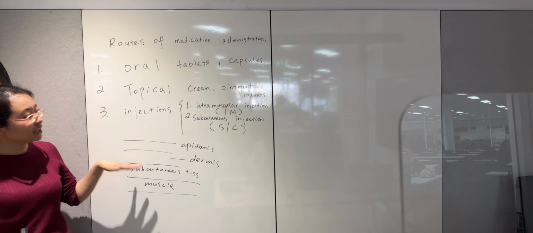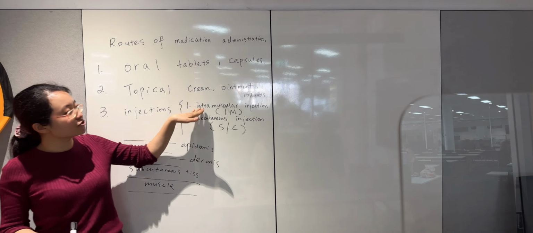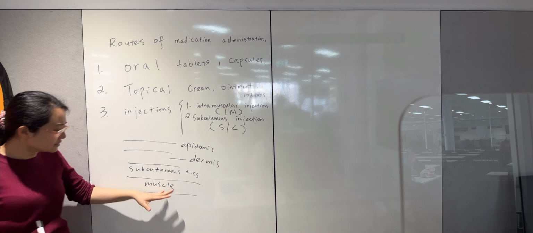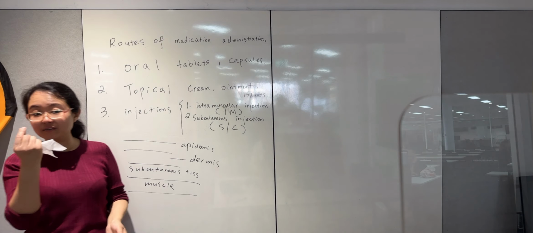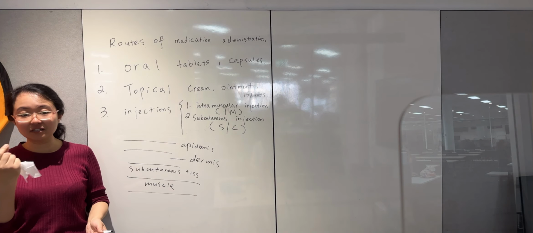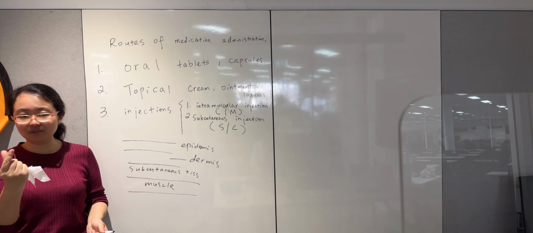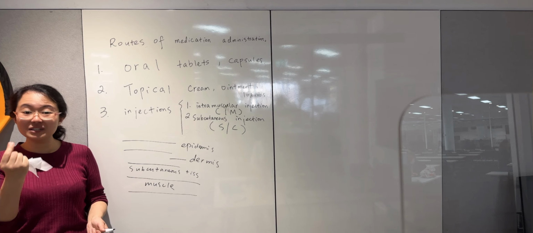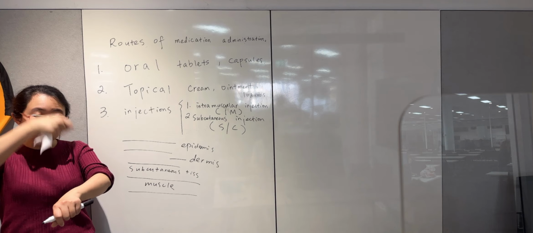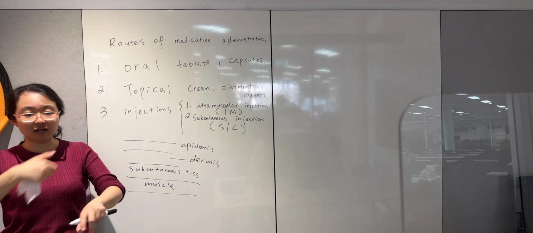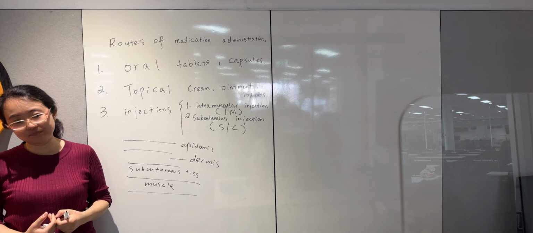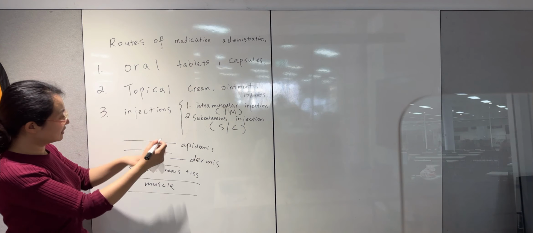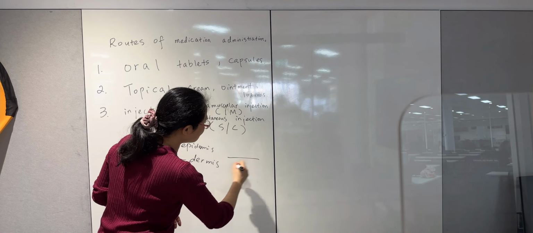But if we need to give an intramuscular injection, because muscle is located quite deep inside, we have to choose what size of needle? A bit longer needle, a bit thicker needle. And when we inject, we have to inject at a 90-degree angle. So like 90. You understand, this is a needle, right?